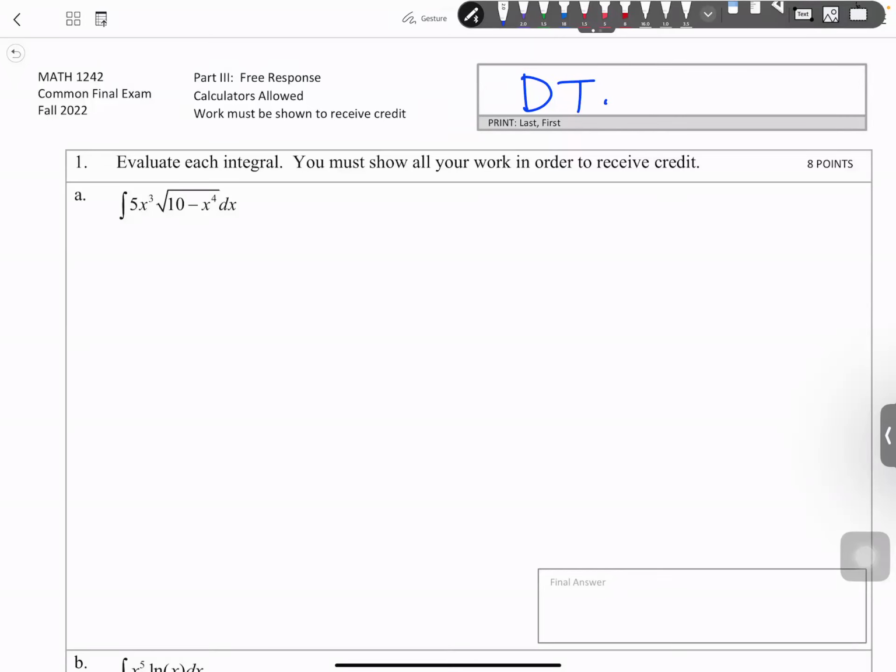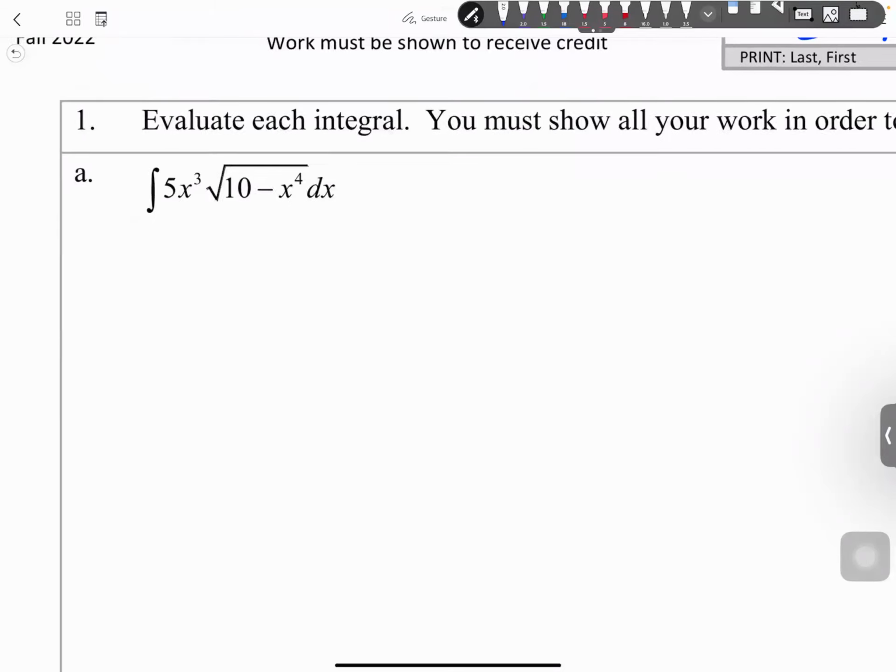Show your work neatly organized so that we can follow it and give you the maximum amount of credit, okay? So for this problem, I will let u be equal to 10 minus x to the power 4. That makes du equal to minus 4x cubed dx. Don't forget that notation, right? I do have a 5x cubed. That's going to make it kind of hard.